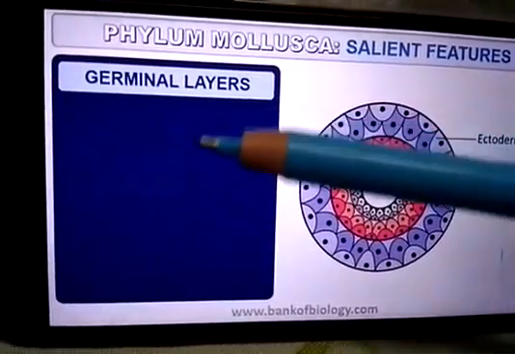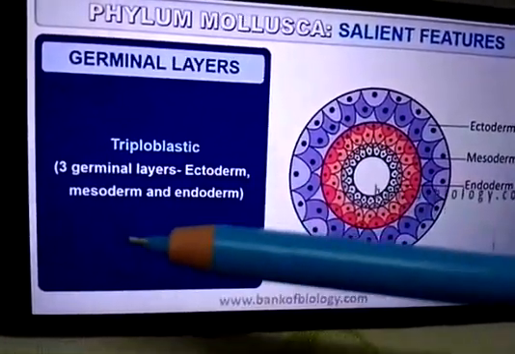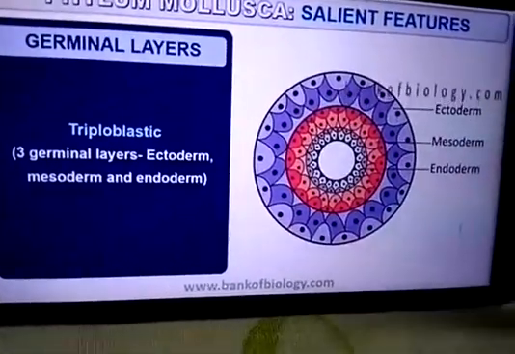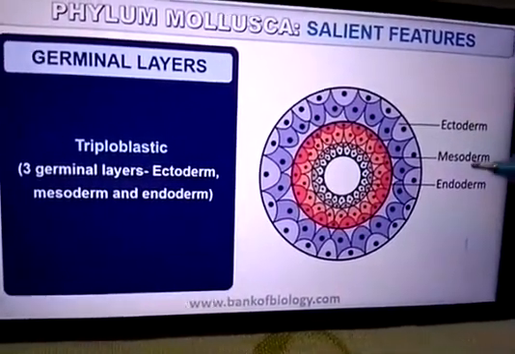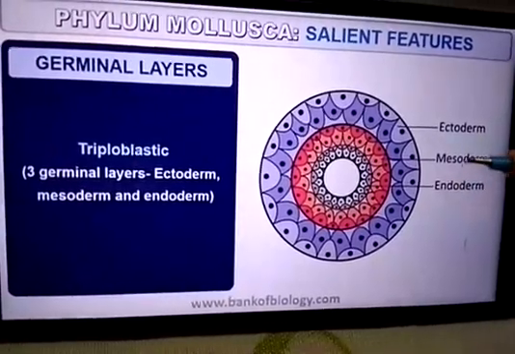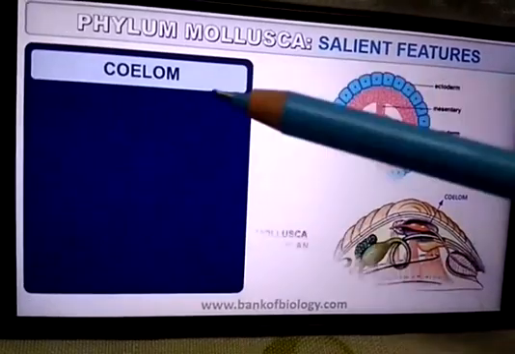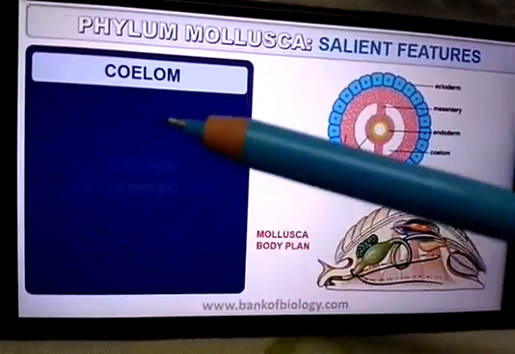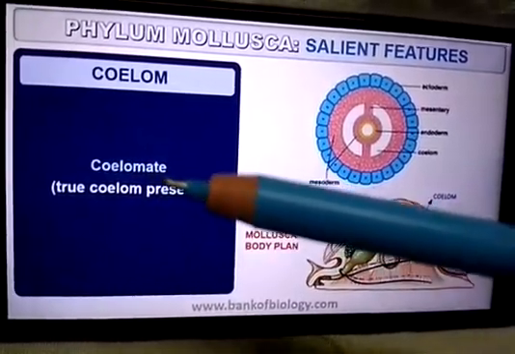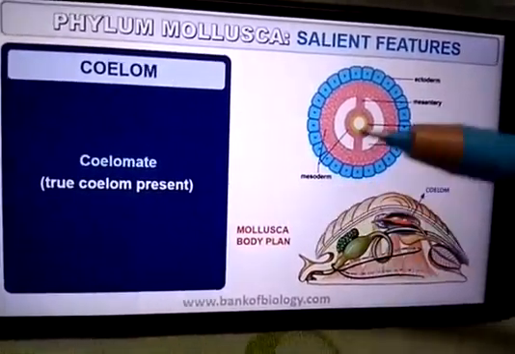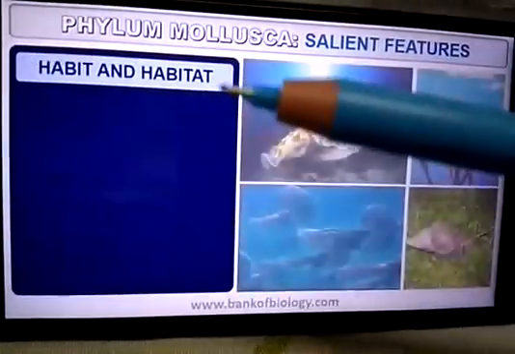Germinal layers. Organisms with three germ layers have ectoderm, mesoderm and endoderm. The ectoderm is the outer layer, the mesoderm the middle layer, and the endoderm the inner layer. Coelom. True coelom is a fluid-filled cavity that develops within the mesoderm. Habit and habitat.